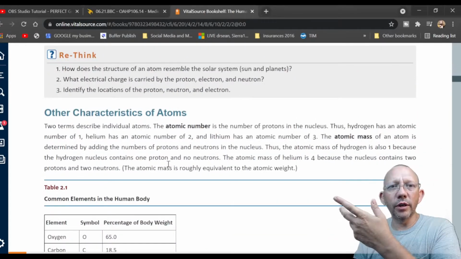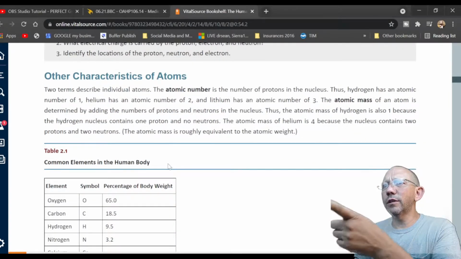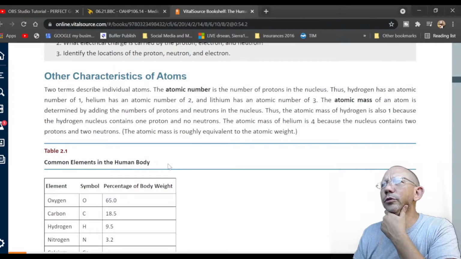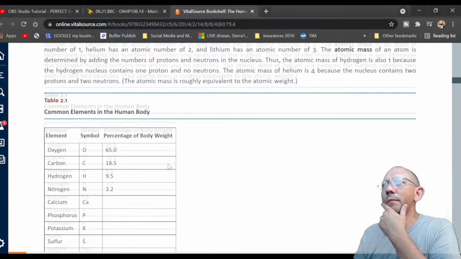So a proton and a neutron walk into a bar and they order drinks, and the bartender says, proton for you, it's going to be $1, and for you, neutron, no charge. Because there's no charge, right? Stupid, but you remember.